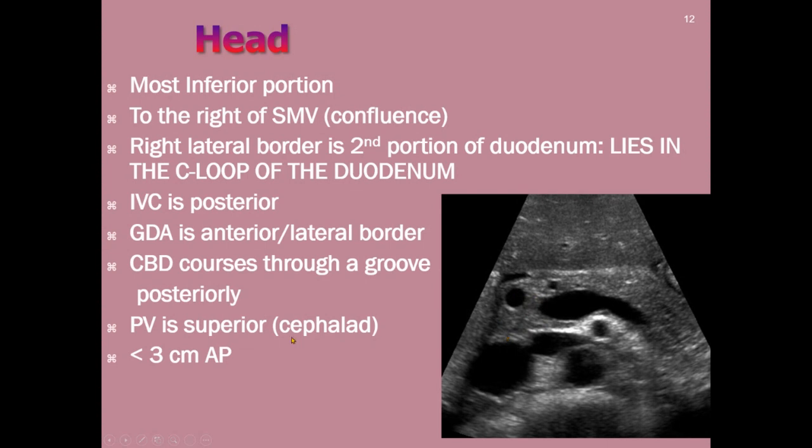The portal vein is superior, which is cephalad to the actual pancreas head. So you would have to move your probe superior to see the portal vein. And the pancreas head, if you measured from this point to this point, should be less than 3 centimeters. Okay. And so when we say less than 3 centimeters, 3 centimeters would be within normal limits as well. Anterior to posterior, your head.